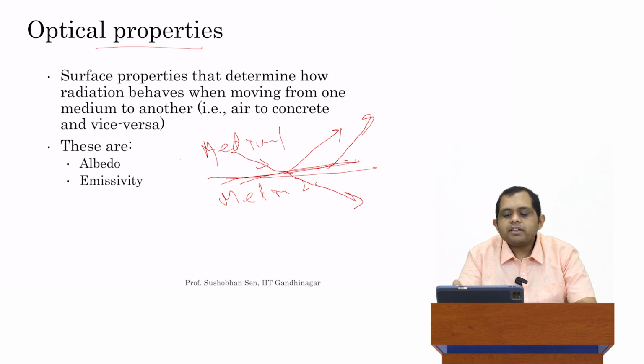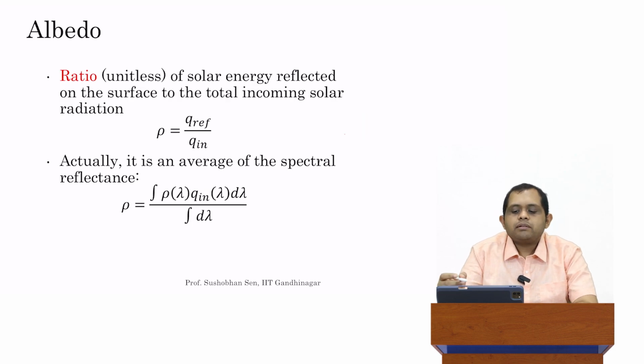And in the context of pavements, these media are basically air and PCC, Portland cement concrete. So when we talk about the optical properties of the rigid pavements, what we basically mean is the optical properties of concrete with respect to air. There are 2 basic properties that we are concerned with, which is albedo and emissivity. So let me define albedo.